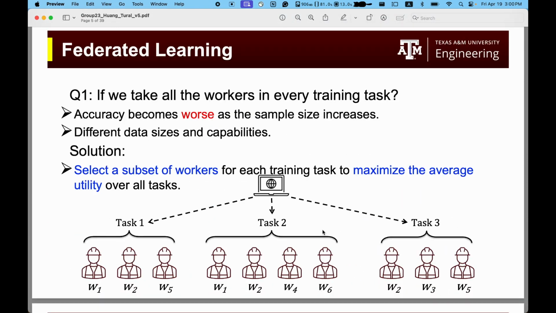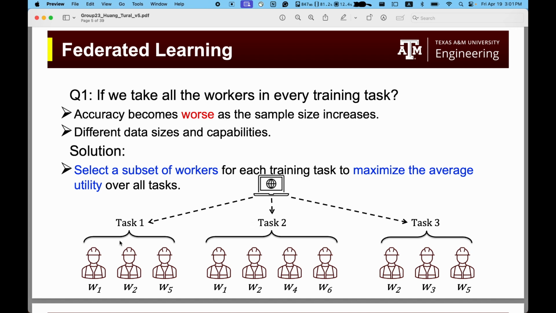So it is intuitive that we take all the workers in every training task, but there are some studies showing that actually the global model's accuracy becomes worse because of the sample size increase. That is because every worker or every device has different data size and capability. So one way to address this problem is that we are not going to select all the workers. Instead, we only select a subset of the workers for each training task and maximize the average utility of all tasks. Here, the utility means the performance of the model, like the accuracy.